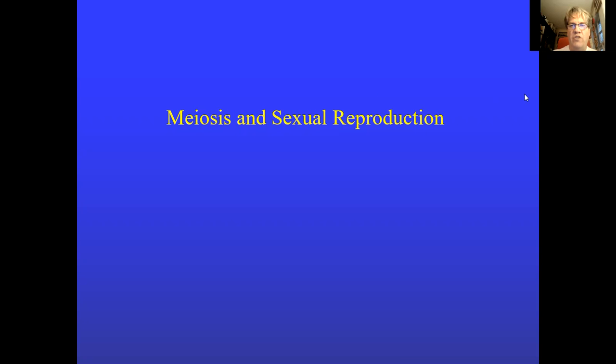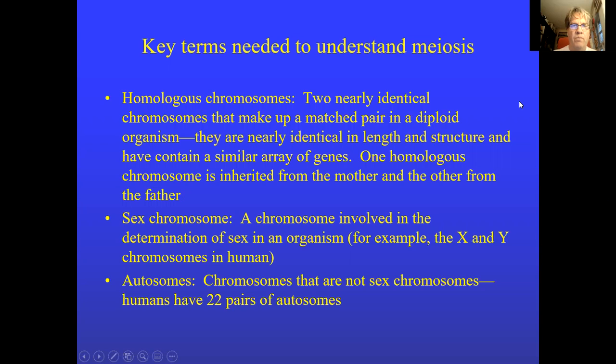So, some terms you need to understand to get meiosis, things that we kind of bat around in class a little bit, but should be understood in a more formal way as we go forward into genetics. The idea of the homologous chromosome is the first thing we talk about. This is the idea that in any organism that is diploid, and we'll talk about what that means in a second, there are two nearly identical chromosomes that make up a matched pair.